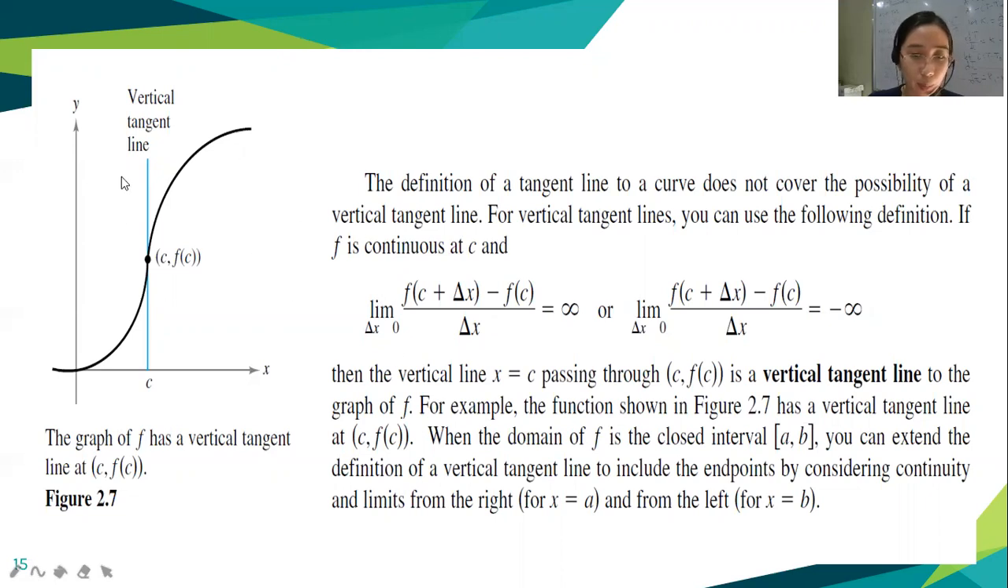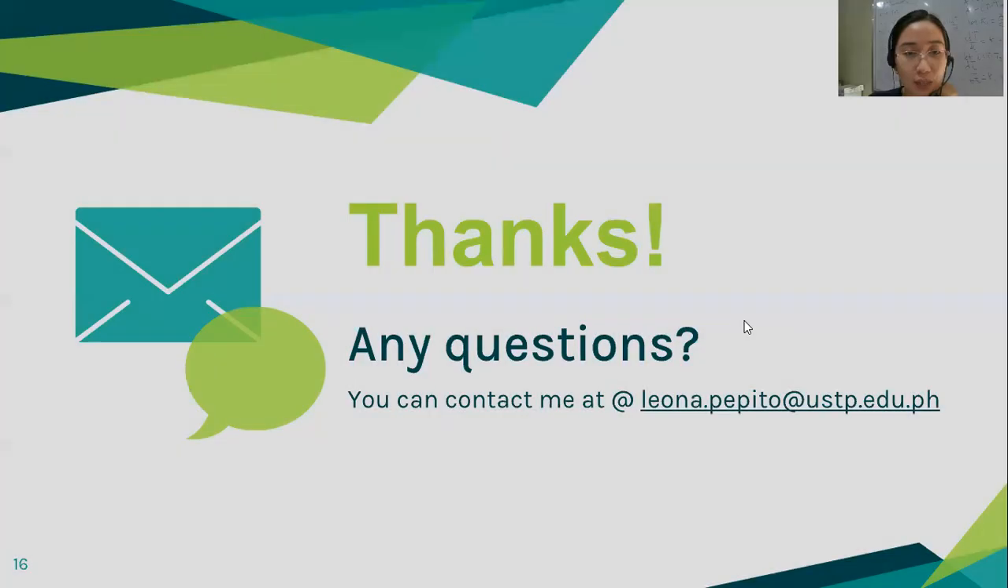At this point, when the domain of f is the closed interval [a, b], you can extend the definition of a vertical tangent line to include the endpoints by considering continuity and limits from the right, for example at x equals a, and from the left, for x equals b. So for a vertical tangent line, the answer is infinity, either positive or negative infinity.